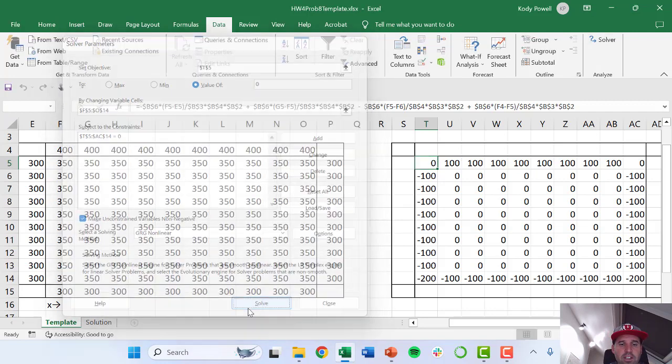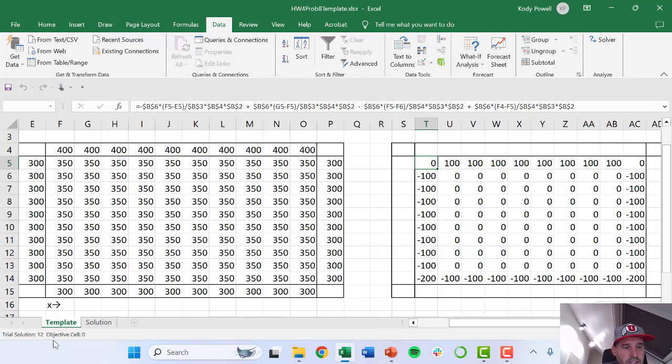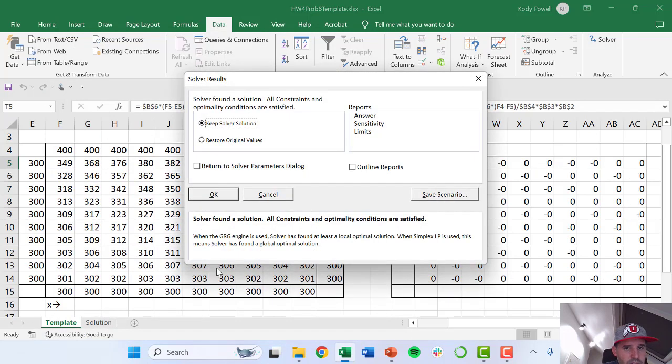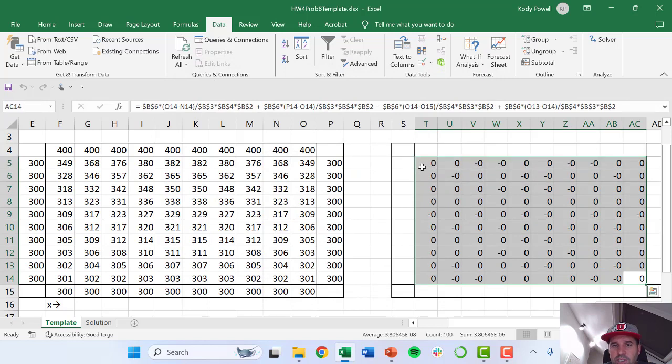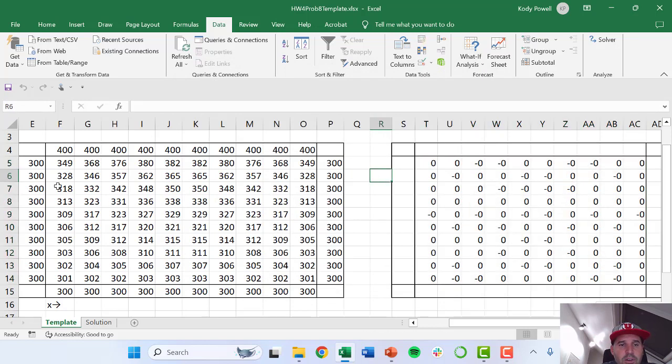So I go to solver, I hit solve. Solver is iterating here. You see this trial solution iterating. Oh, it says it found a solution. All constraints are satisfied. So I go over here. Yes, all of my energy balances are actually 0. And it has found this particular temperature profile.